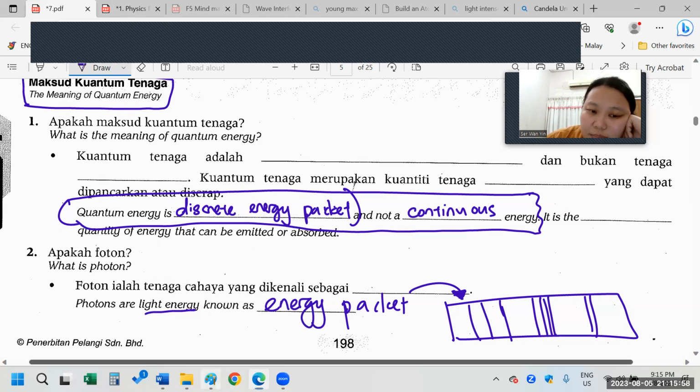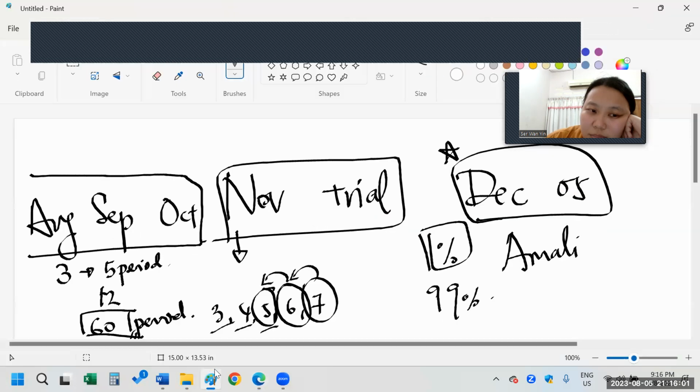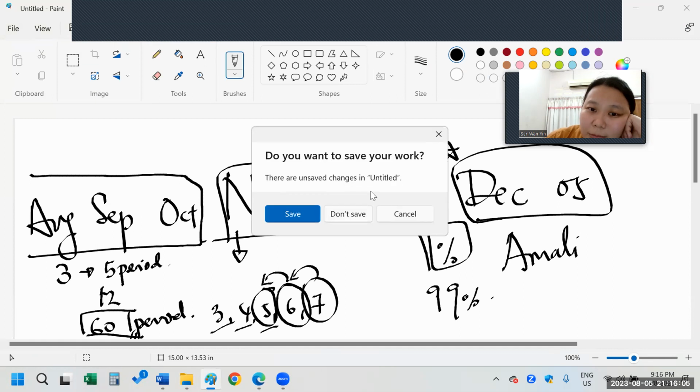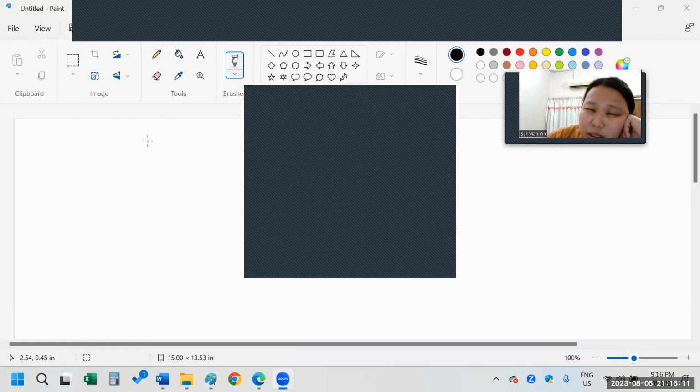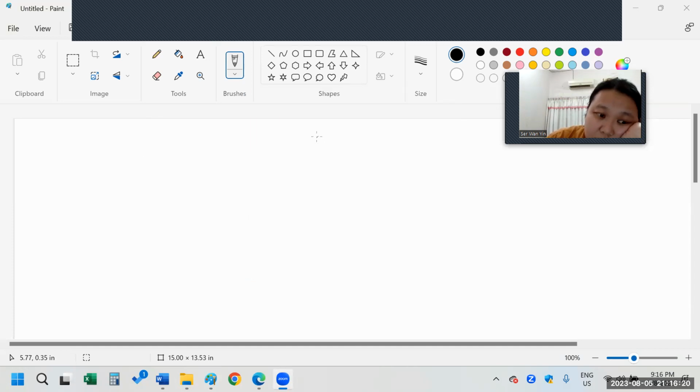Okay. Lai Yisong, what is quantum energy? If you can, on the mic, better. John Wei, what is photon energy? Quantum energy is a discrete energy packet and not continuous energy. Yes, very good.